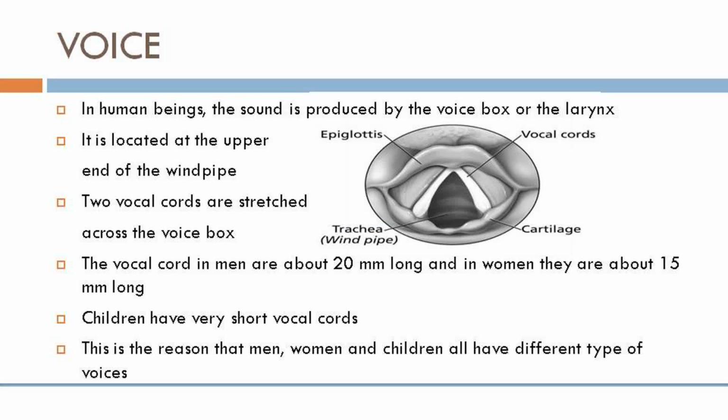When we speak, sound is produced just like you are hearing my voice. In human beings, the sound is produced by voice box or the larynx. It is located at the upper end of the windpipe. The two vocal cords are stretched across the voice box, and the vocal cord in men are about 20 mm long, and in women they are about 15 mm long. Children have very short vocal cords, and this is the reason why men, women and children all have different type of voices.